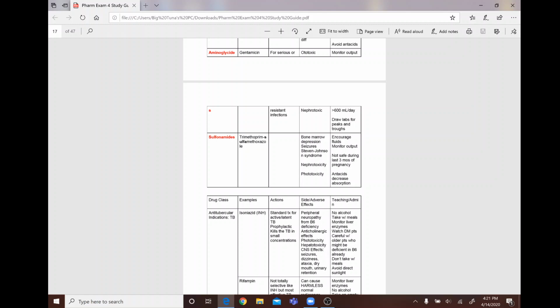What are sulfonamides contraindicated in? Last 3 months of pregnancy. What food or drugs interact with sulfonamides? Antacids, because they decrease absorption.